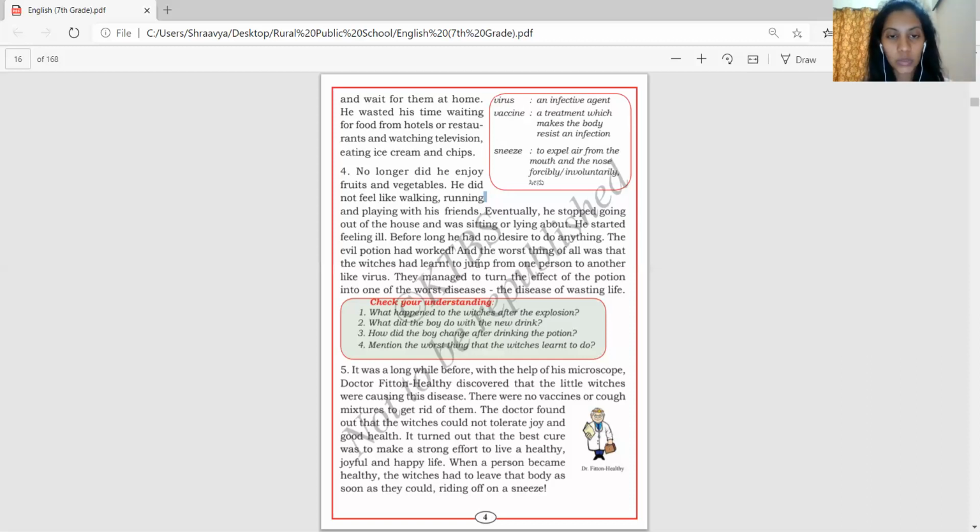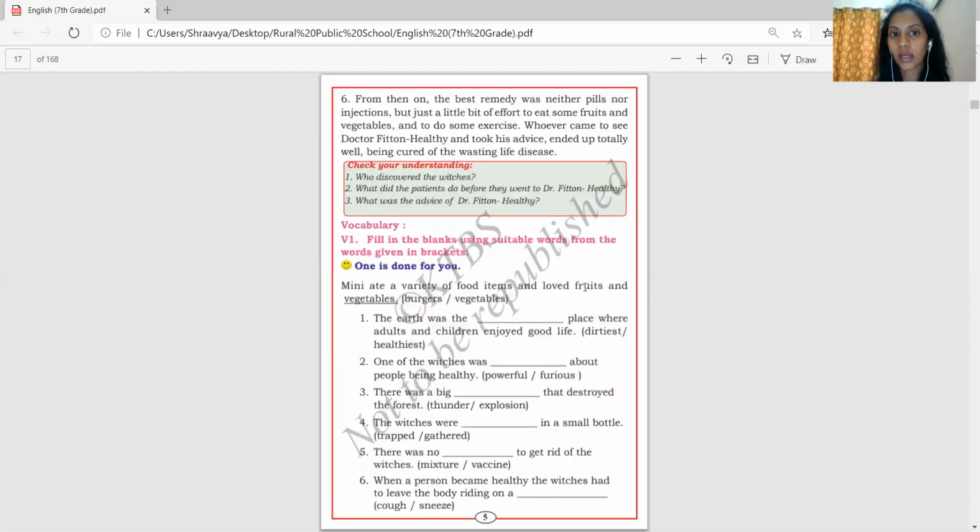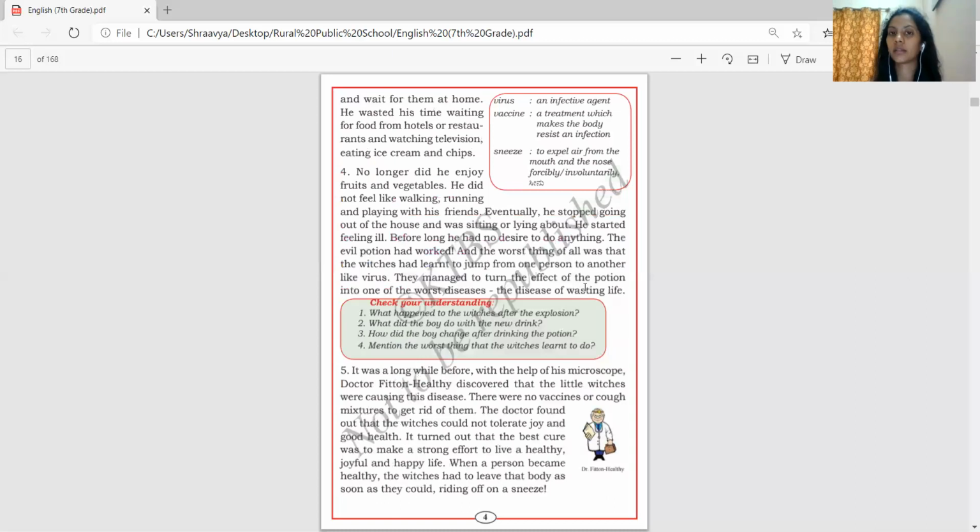So, we will read the fourth question in Check Your Understanding. Mention the worst thing that the witches learned to do. We just read that. They transferred from one person to another. Okay, so we have finished paragraphs 3 and 4, and we will now move on to the last two paragraphs.